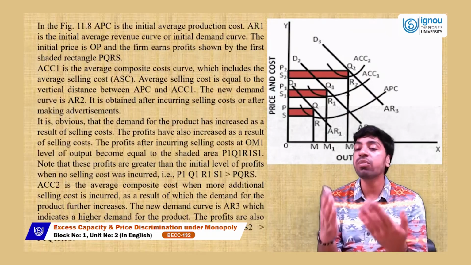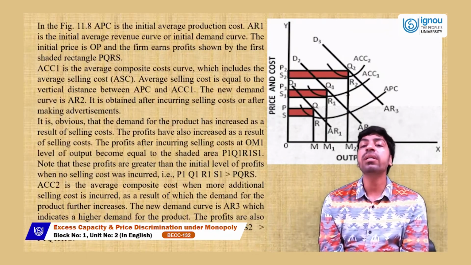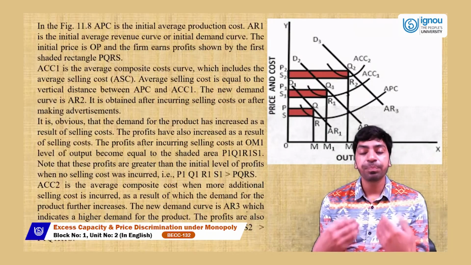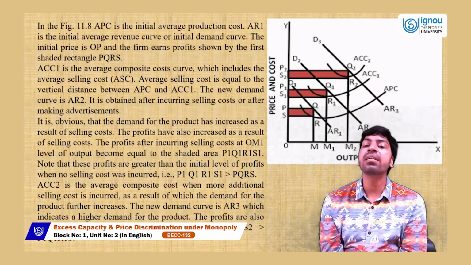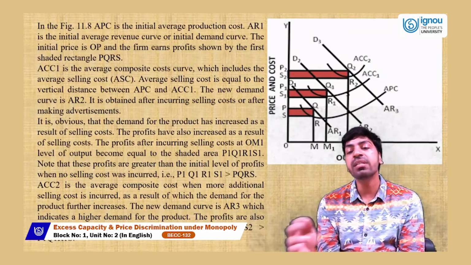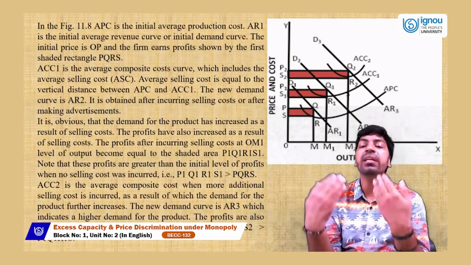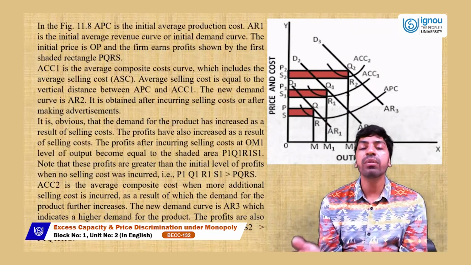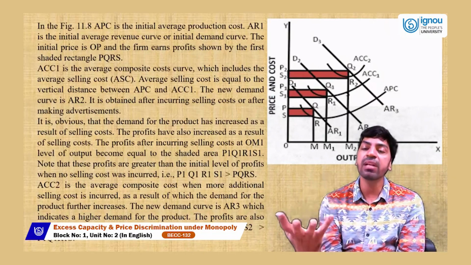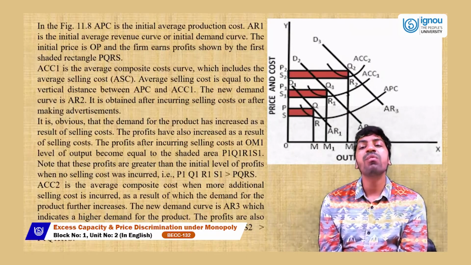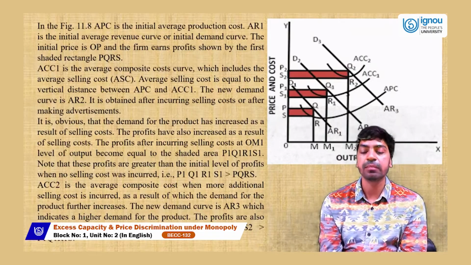So this is a graphical representation of the equilibrium point with the help of selling cost. Looking at the equilibrium points, the output achieved is initially OM1 with the investment in the selling cost, and when there is a further increase in the selling cost, the output would be OM2. This is how the concept works when there is a selling cost involved. Accordingly, the demand curves or average revenue curves will shift to the right.